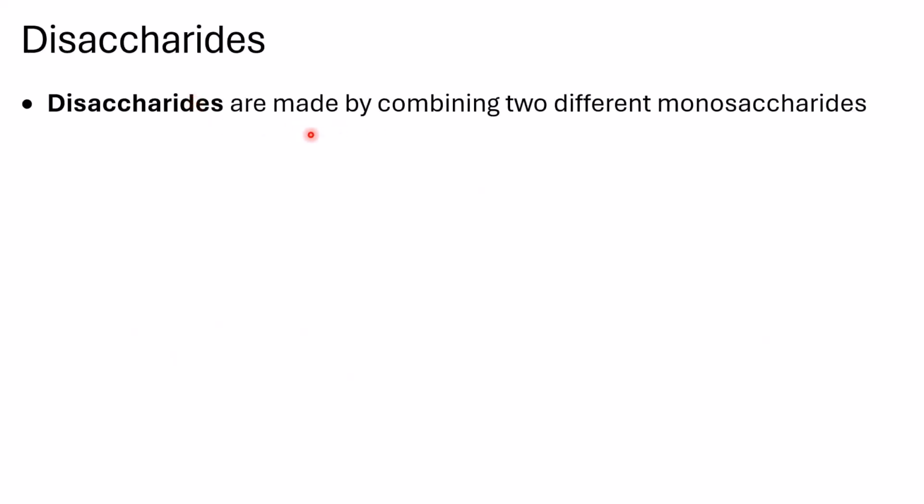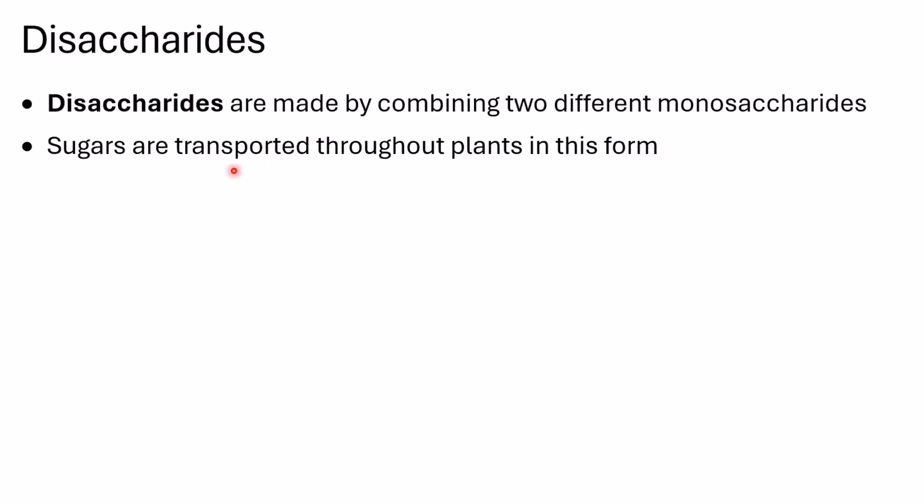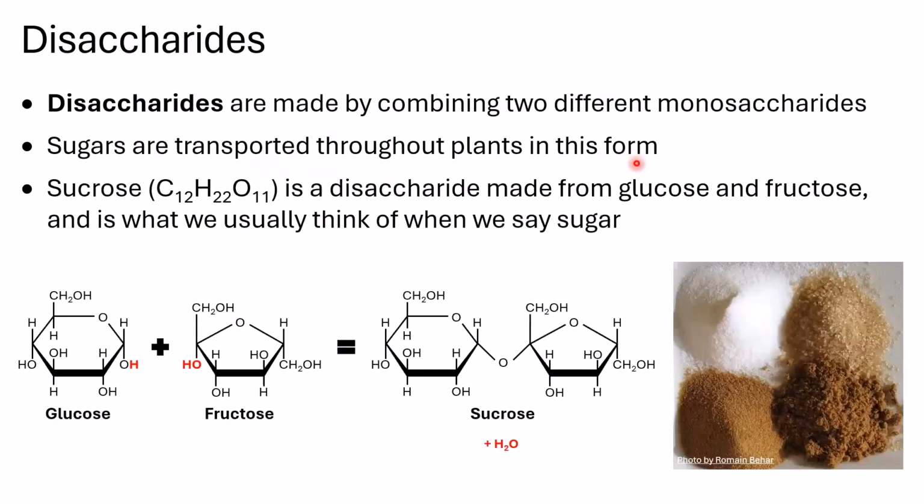Disaccharides are made by covalently bonding 2 different monosaccharides together. The monosaccharides must be different, because if it was just the same monosaccharide repeating, that would be a polysaccharide. When plants need to transport sugar to its different parts, it usually converts its sugars into this form because it is more stable. Sucrose is a disaccharide made by combining glucose and fructose, and is usually what we think of when we say sugar. As we saw in the previous video, they are combined by dehydration synthesis.